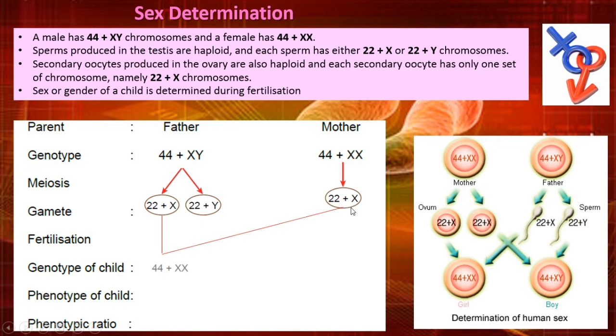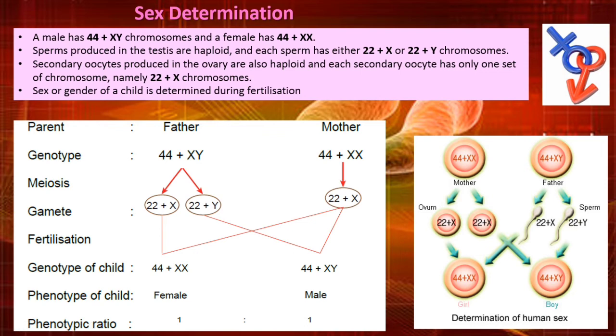Okay, if the sperm with 22 plus Y fertilizes the ovum or secondary oocyte 22 plus X, it will produce 44 plus XY, which means male. So the phenotypic ratio is 1:1. 50% the couple getting female daughter, female child, and 50% have male. Okay, son. Okay, 50% have son or 50% daughter.